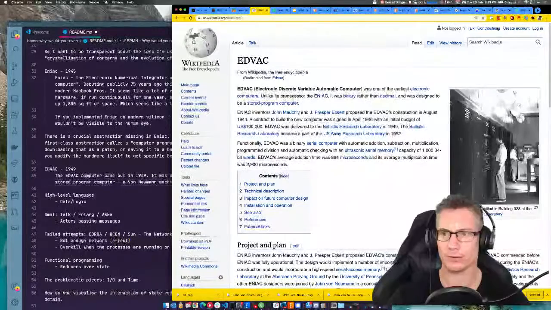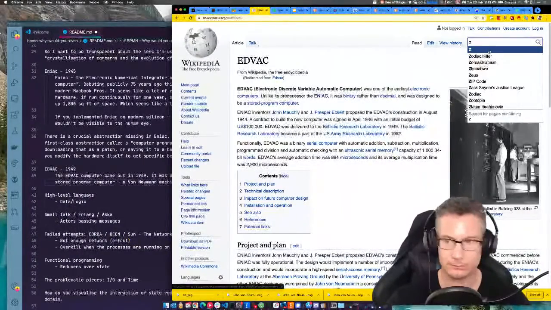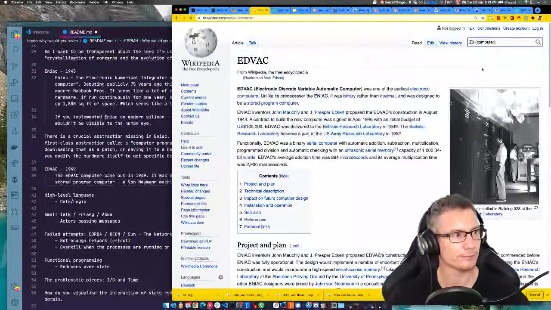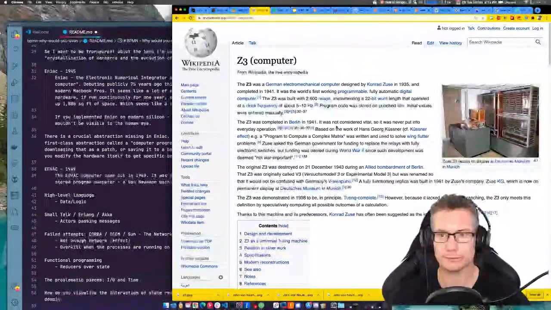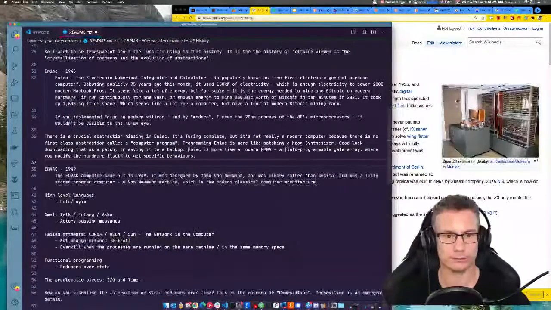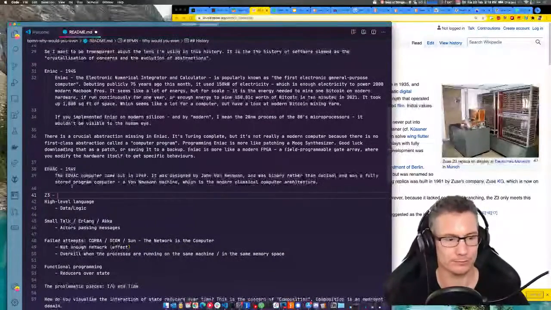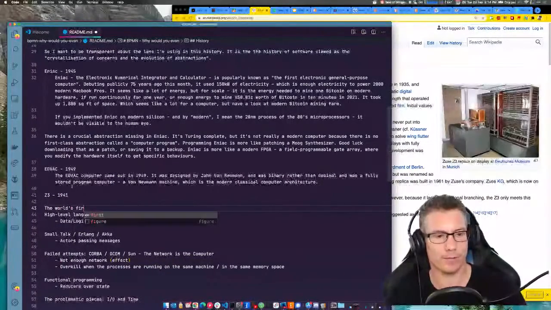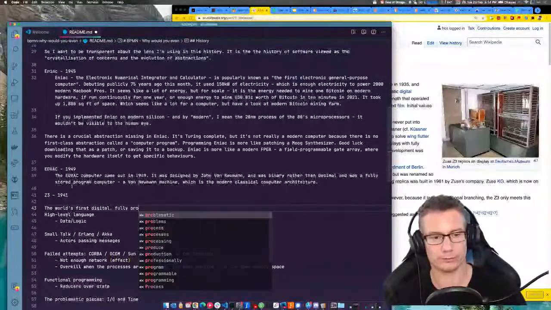Okay, well, let's have a look at the Z3. Z3 computer. Programmable, fully automatic digital computer. Epic. 1941. Okay, so the Z3, man. The world's first digital, fully programmable computer.